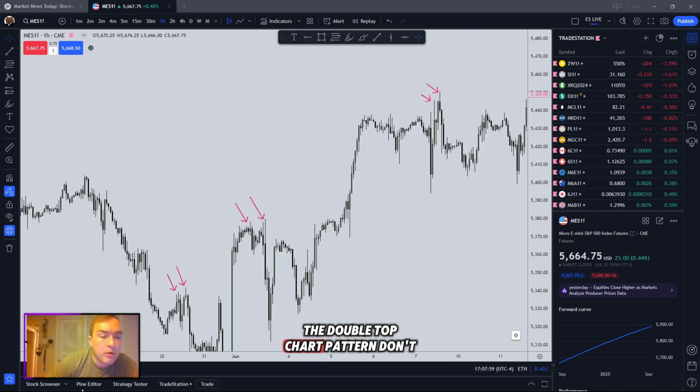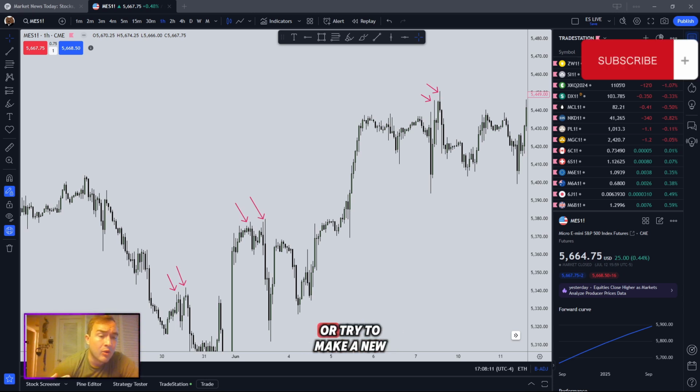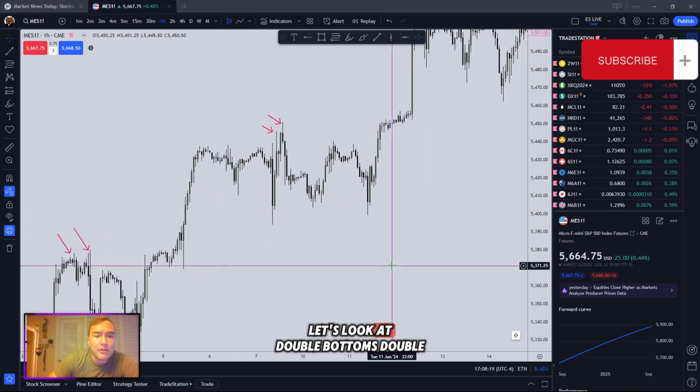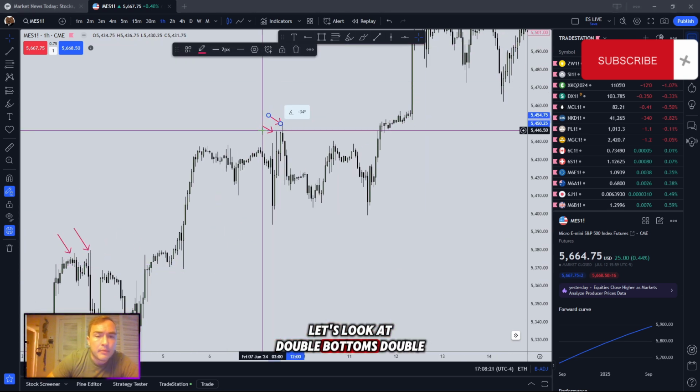The double top chart pattern, don't try to be perfect. Sometimes will the market look remarkably perfect? Yes. Don't try to be perfect. Broadly speaking, the market should try and make a high. It should pull back. It should make a new high or try to make a new high, visit that same price area, and then move lower. That's a double top. Okay, guys, let's look at double bottoms.